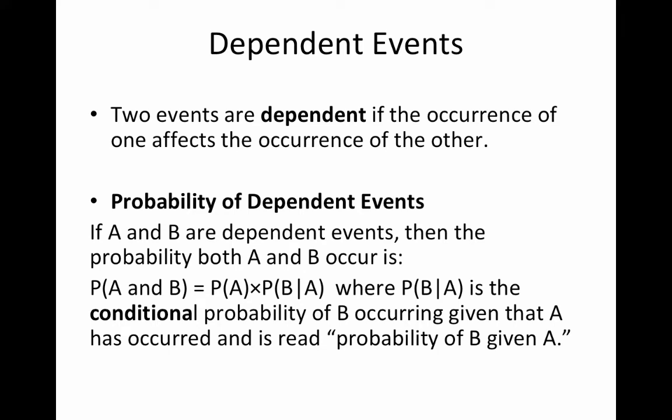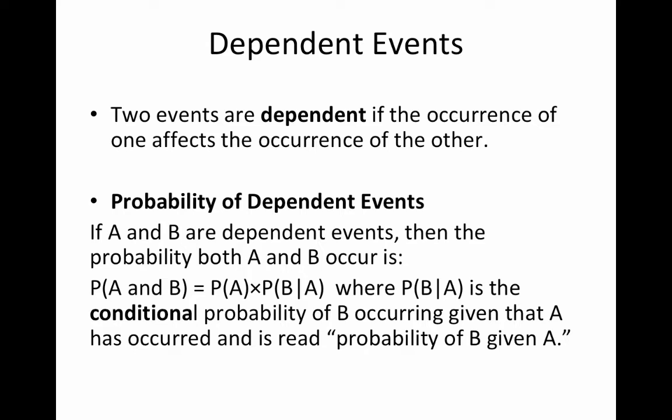Okay, welcome back. Now we're going to talk about dependent events. 2 events are dependent if the occurrence of one affects the occurrence of the other. In other words, if you know one event occurs and that changes the probability that the other event occurs, then they're dependent on each other.